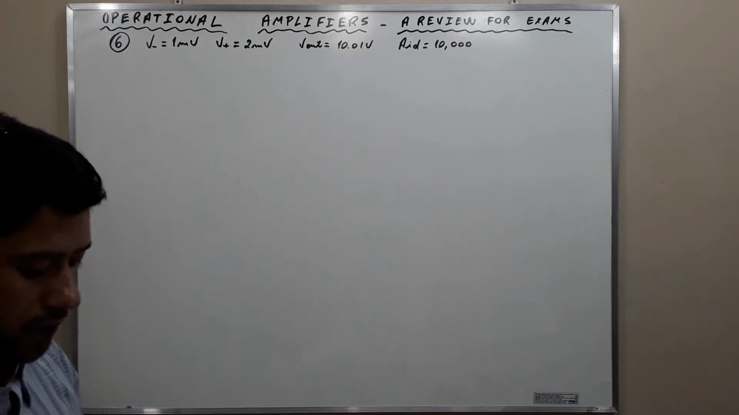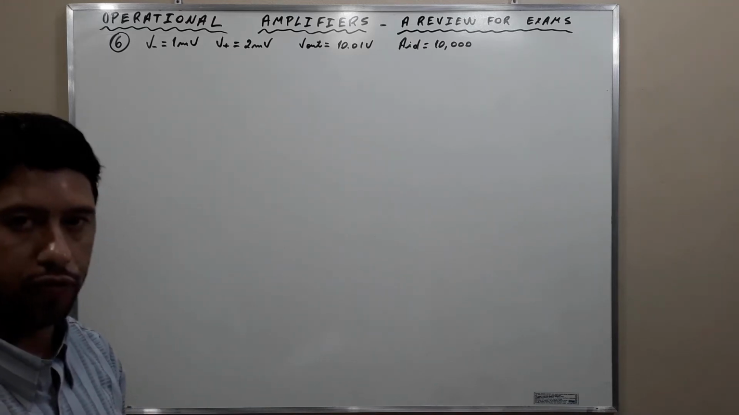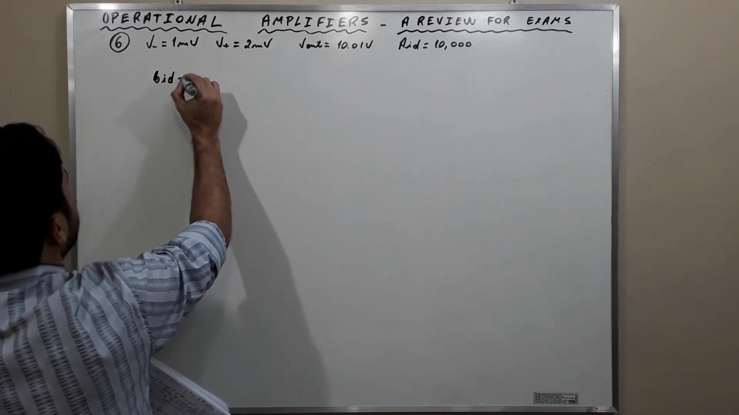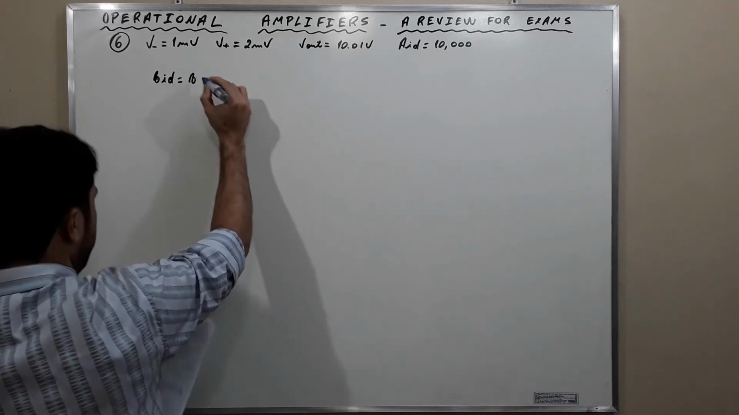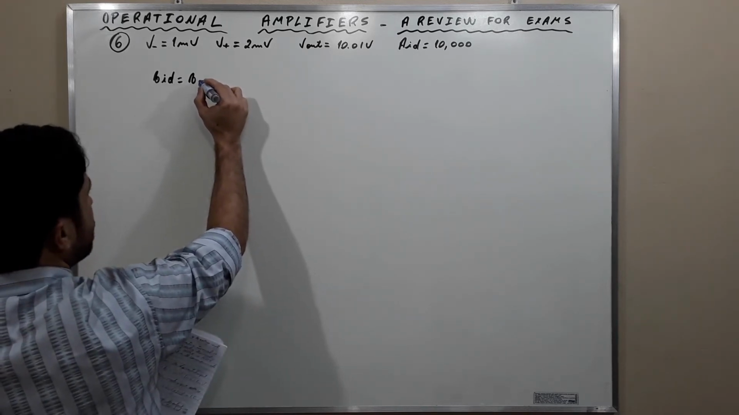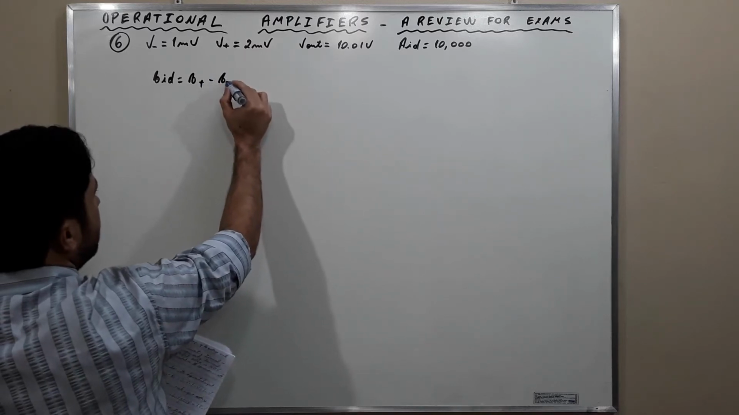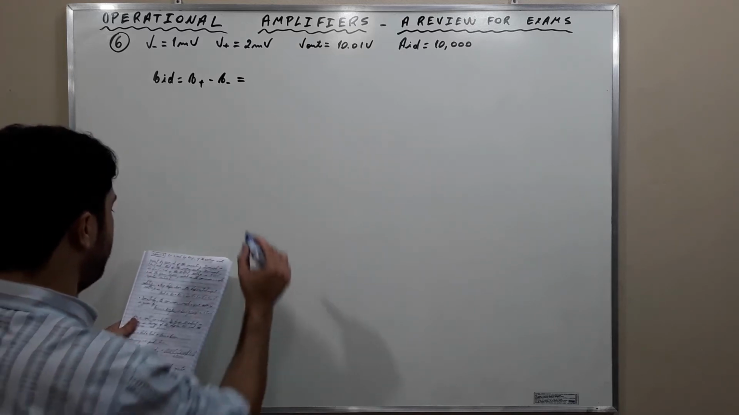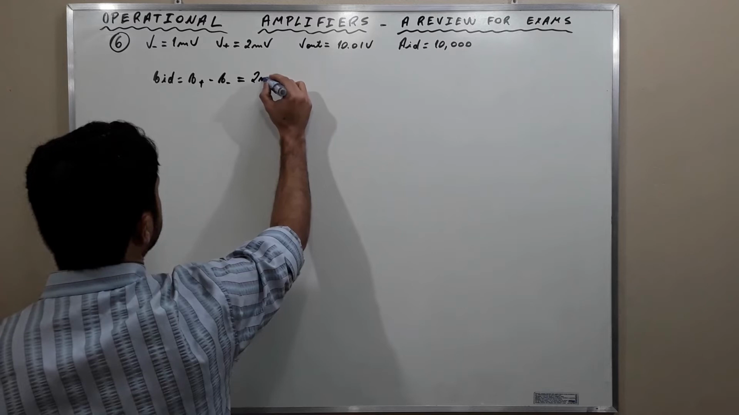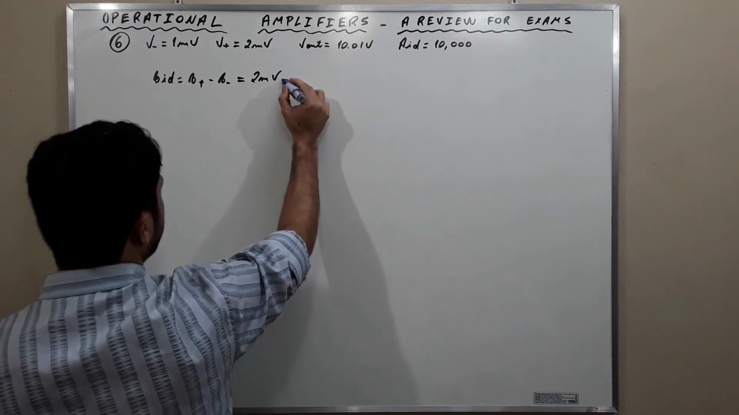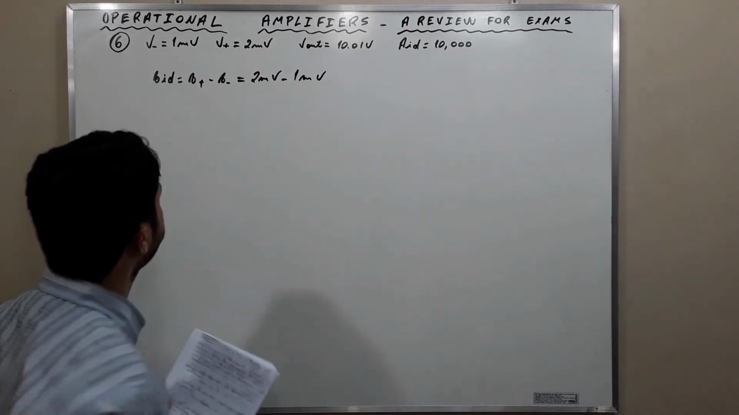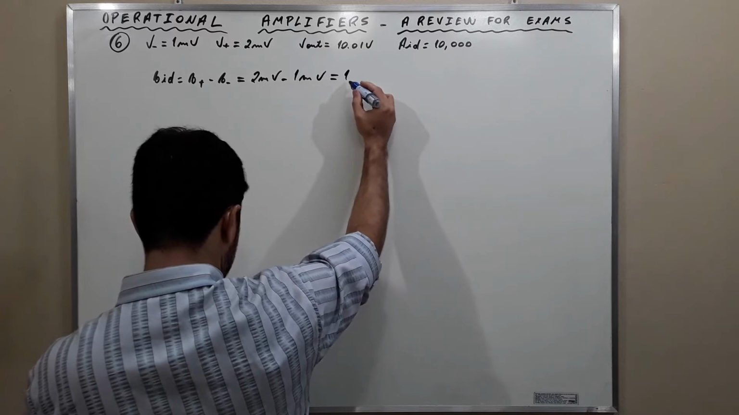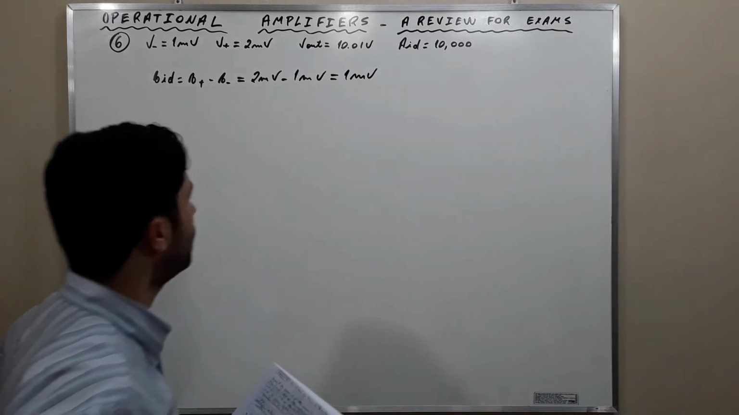Observe that by definition, the differential input voltage is VID is equal to V plus minus V minus, which is equal to 2 millivolts minus 1 millivolt, which is equal to 1 millivolts. Okay?